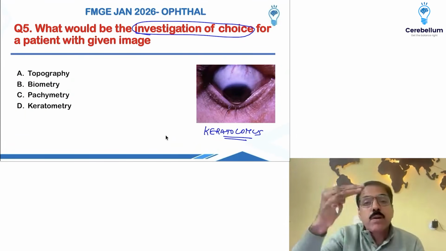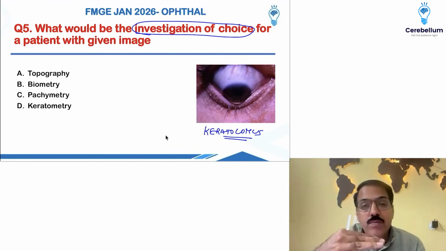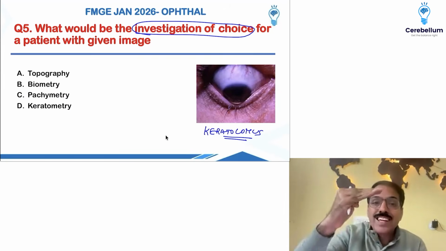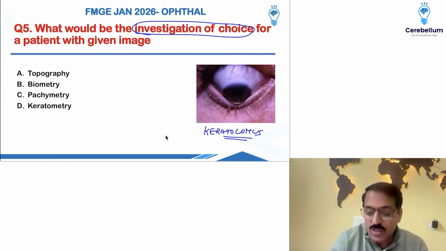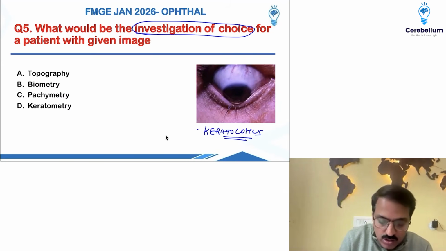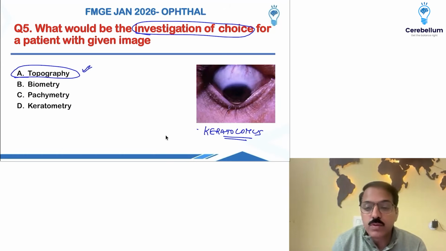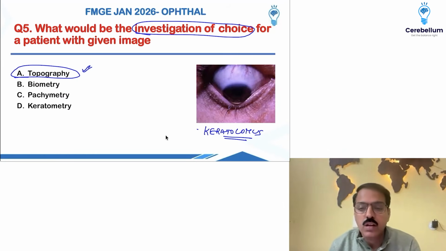So it was a multiple level question. What I believe in this FMG exam, they have done it in multiple levels. First level is reach a diagnosis, and then the second level is the investigation of choice. It is going to be topography. Yes, topography, that is the correct option. Corneal topography. Absolutely done. And this was there in the class. All good till now.